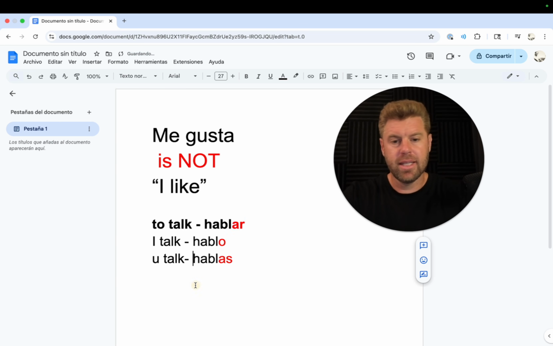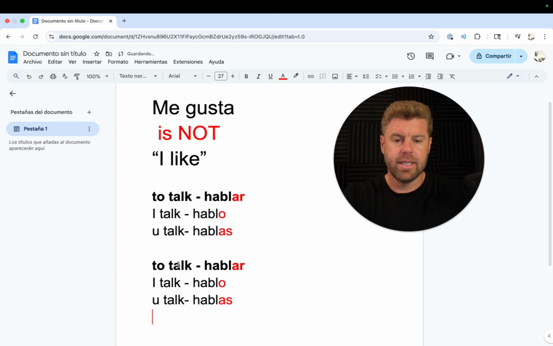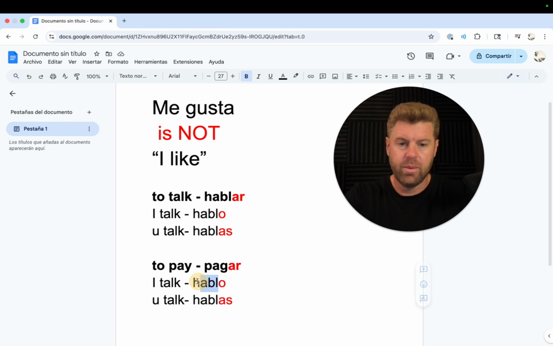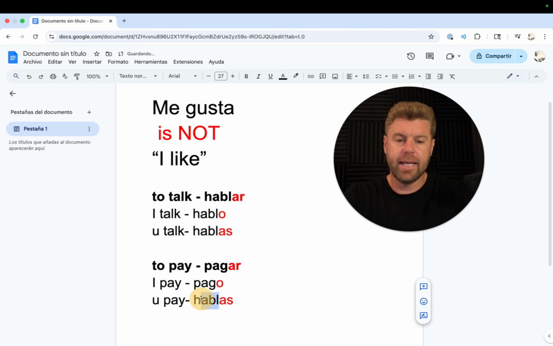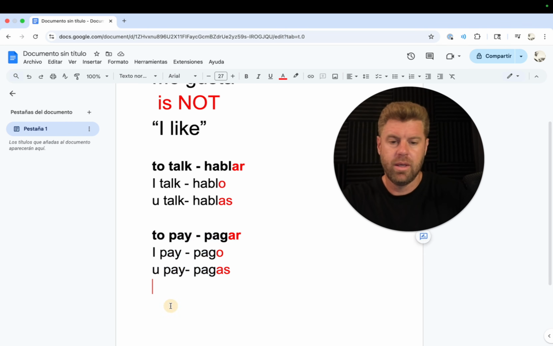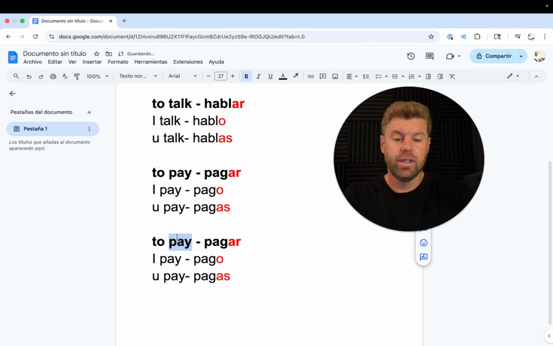Now let's take another word. Let's take the word to pay. Pagar, to pay. I'm going to use that as a copy-paste template because it's going to be pretty much the same thing. This ends in R, but the word is pagar, to pay. And then I pay, we do the exact same little pattern here. We have to change it to pago. Try and say it before I do it. And you pay is going to be pagas. So I talk, hablo. I pay, pago.